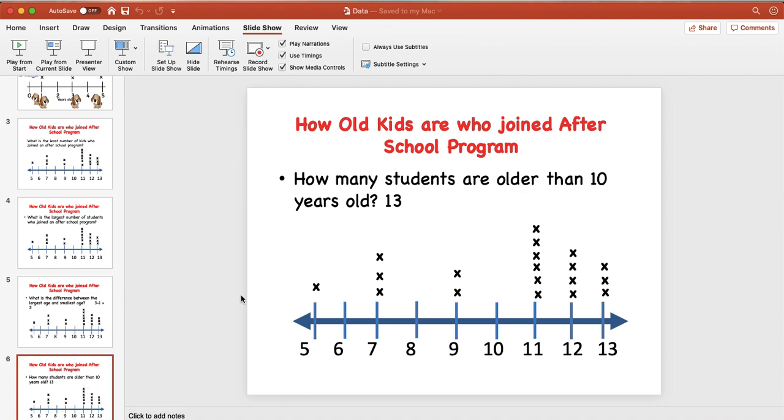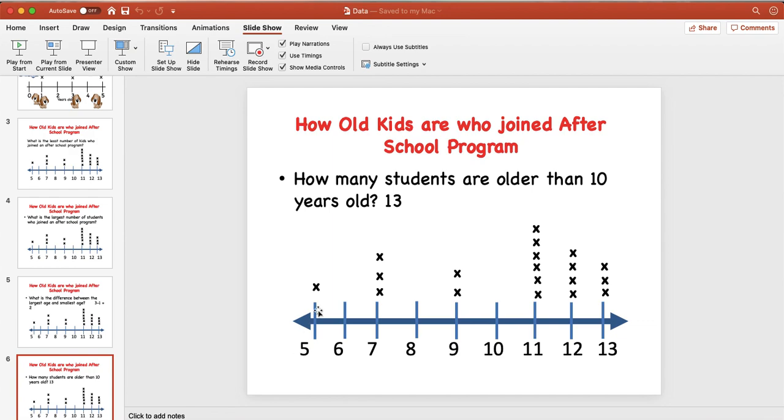Okay, this next question asks, how many students are older than 10 years old? So we need to see how many are older than 10. So we're going to see over here, this is our 10. And if we look down here, all of these students are younger than 10. 9, 8, 7, 6, and 5, those are all smaller than 10.